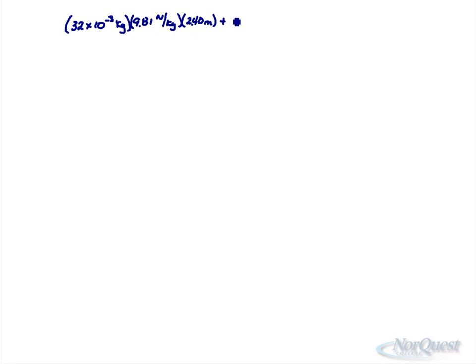We're going to add 1/2 times 32 times 10 to the negative 3 kilograms times the velocity at A, which was 2.50 meters per second squared.